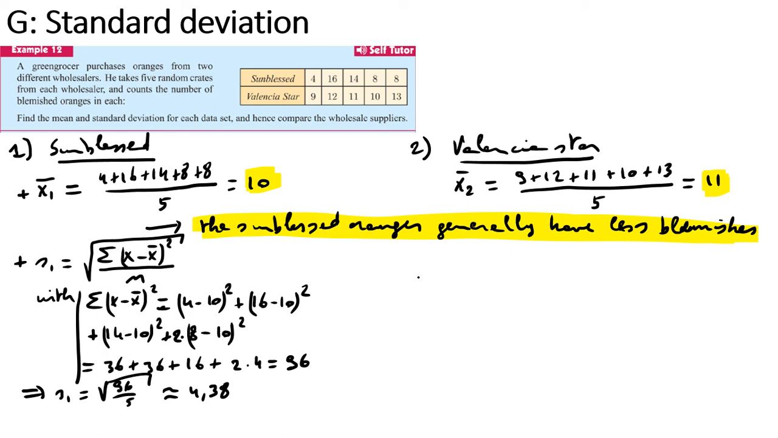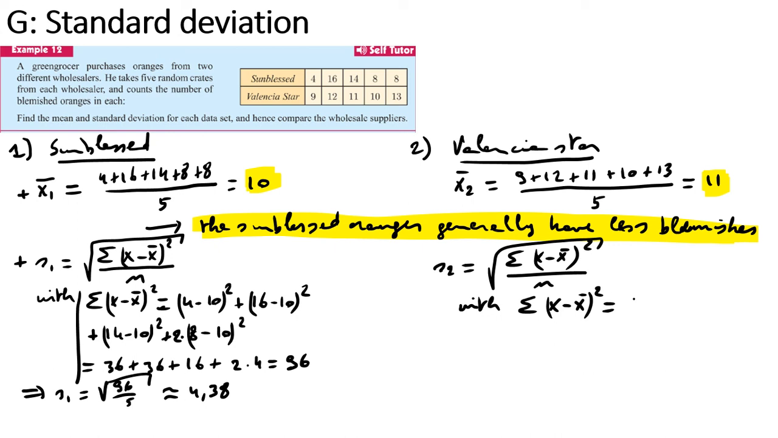And so for the Valencia Star, we have to do exactly the same. Okay, with the sum of the deviation squared. So the first value is a 9 minus the mean to the power of 2, and then a 12 minus the mean to the power of 2, and then 11 minus the mean. That's going to become 0, but let's just write it down.